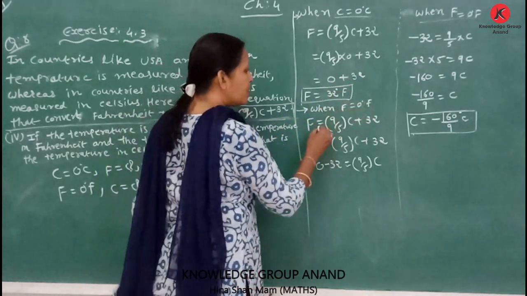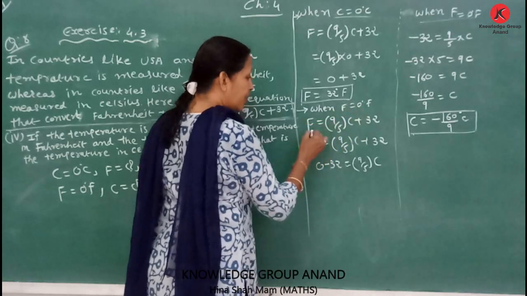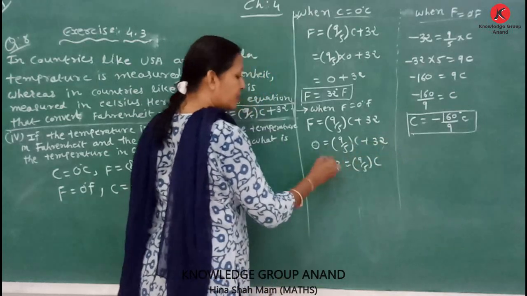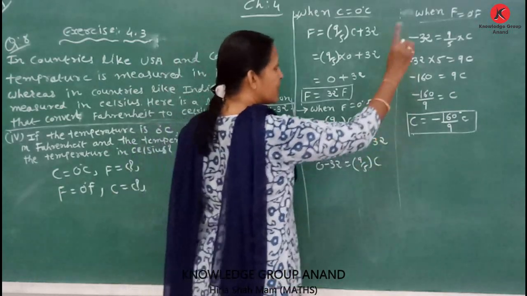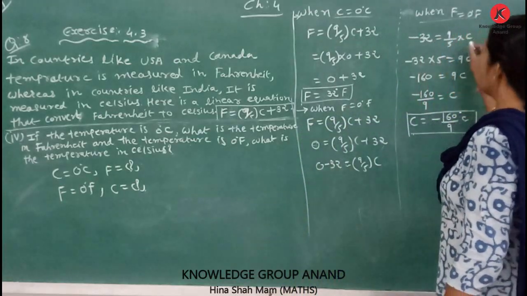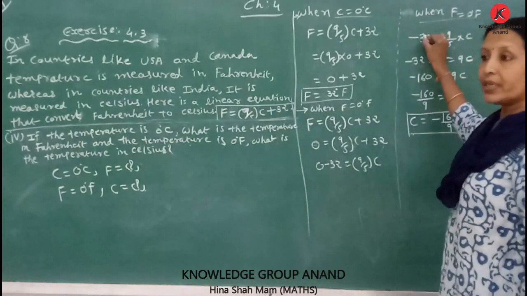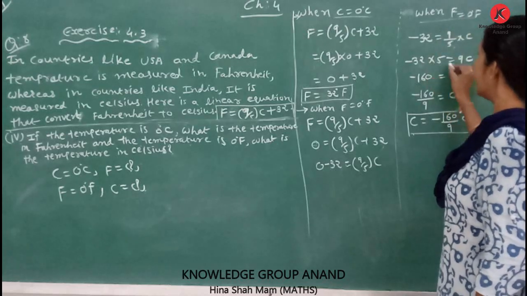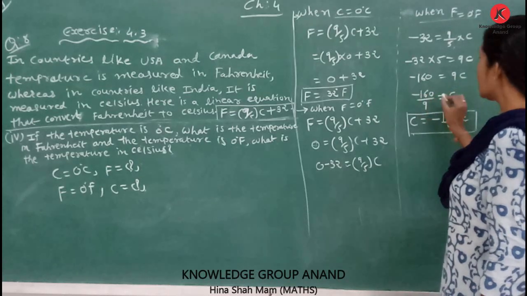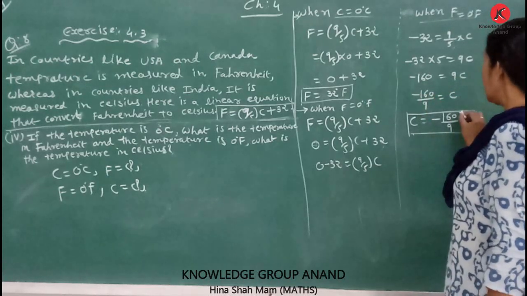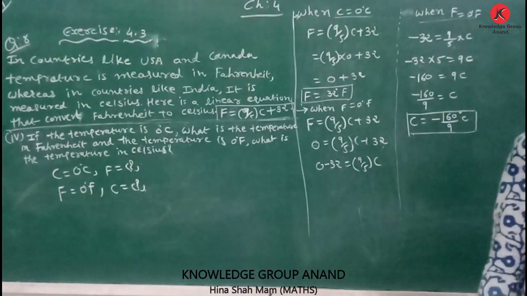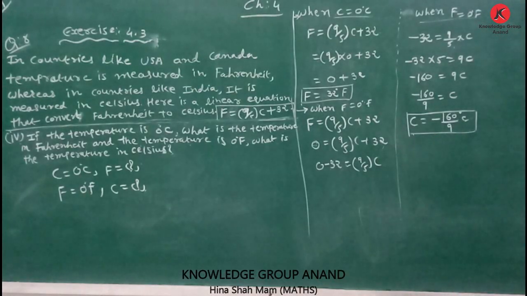Again, F is equal to 0, then find C. Here 0 is equal to 9/5 C plus 32. 0 minus 32 is equal to minus 32 equals 9/5 into C. 5 is in multiplication and 9 becomes division. Minus 160 is equal to 9C, so minus 160 upon 9 is equal to C. C is equal to minus 160/9 degrees Celsius.